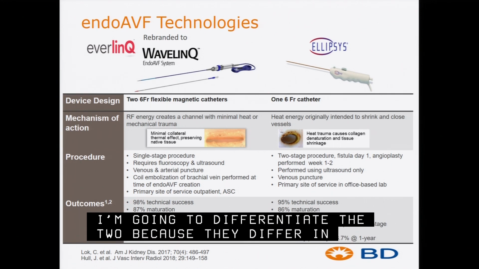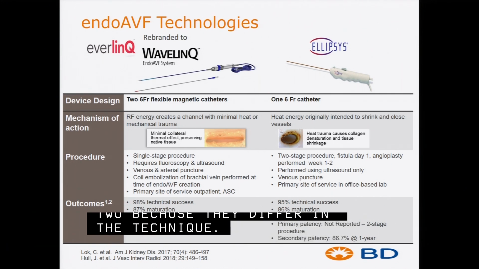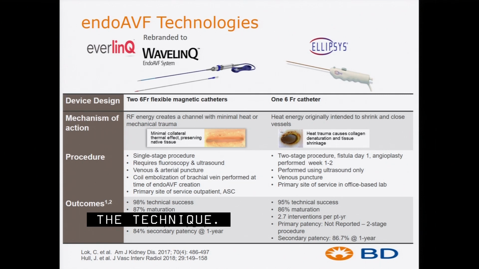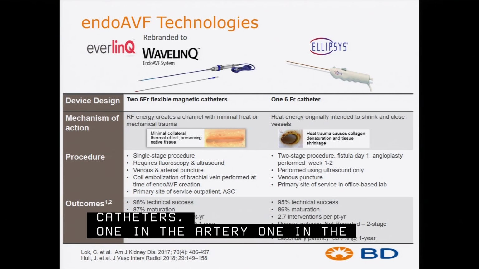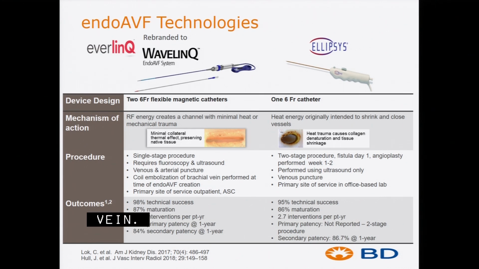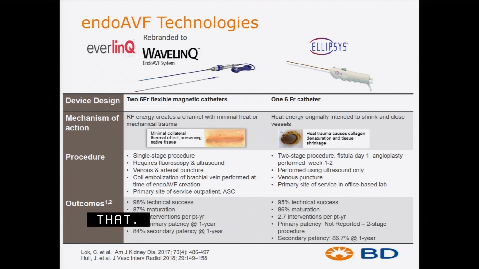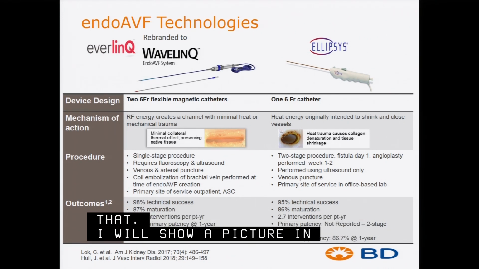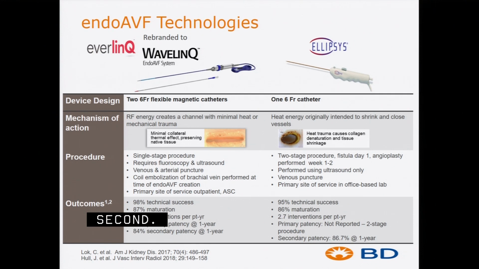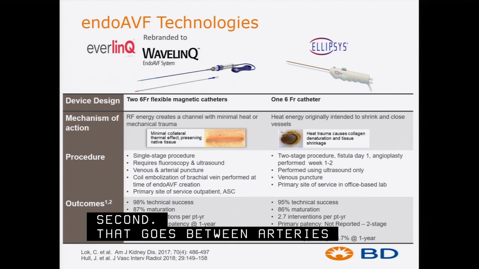They're both 6 French catheters. One's placed in the artery, one's placed in the vein. They align usually at the ulnar artery and vein, which is the most common place where we make the fistula. There's magnets in the catheter that align that, and then there's a shoe, and I'll show a picture of this in a second, that then coapts between the artery and vein, and then RF energy is used to create a 4-millimeter hole between the artery and vein. Then that creates the fistula.